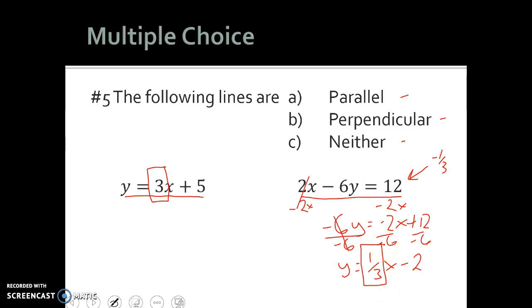So they're not parallel because they're not the same, but they're also not perpendicular because the first one has a slope of 3/1. The second one has a slope of 1/3. They are reciprocals of each other, but they're not opposites. The signs are the same. So they're not perpendicular either. So the answer to this would be that these two lines are neither parallel nor perpendicular.